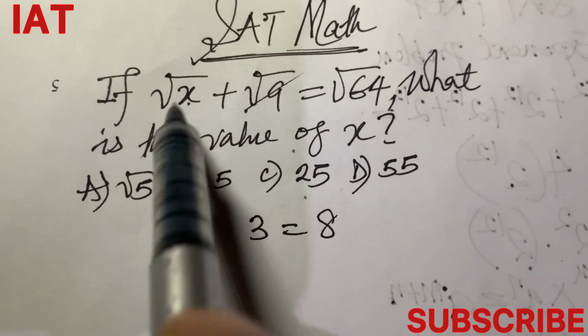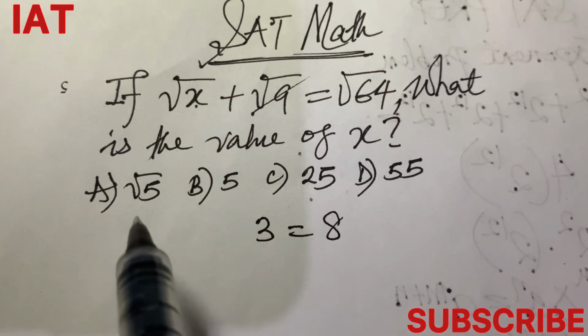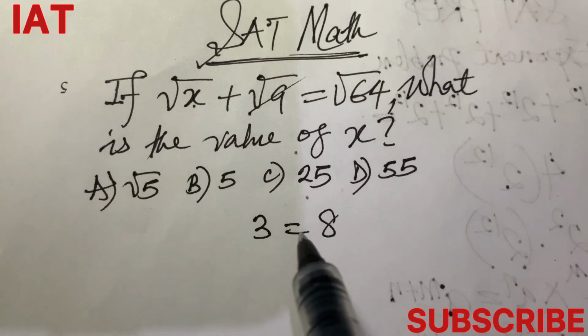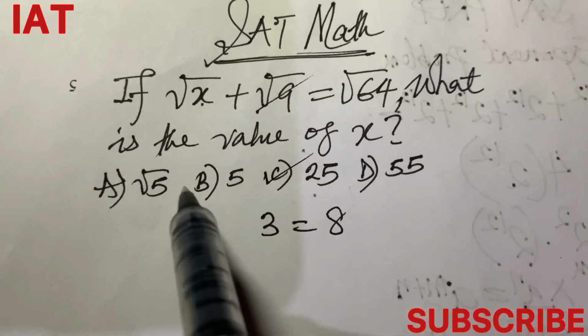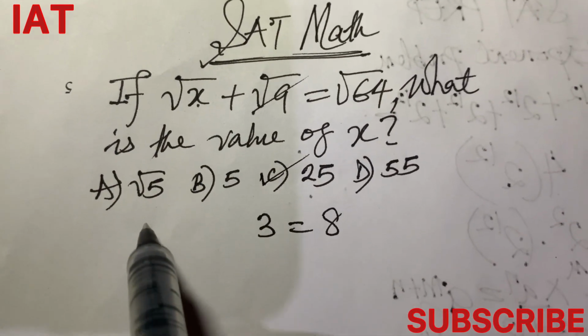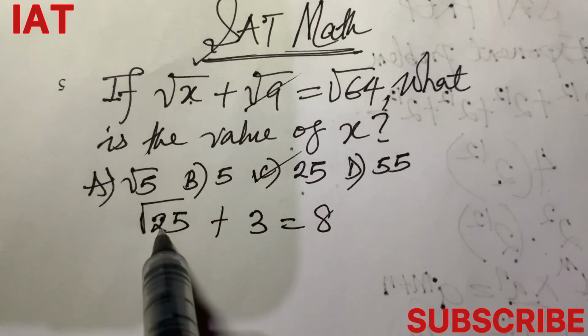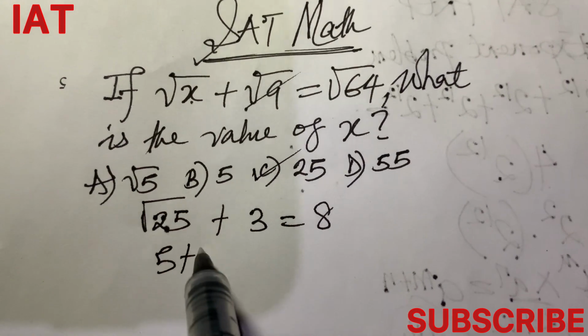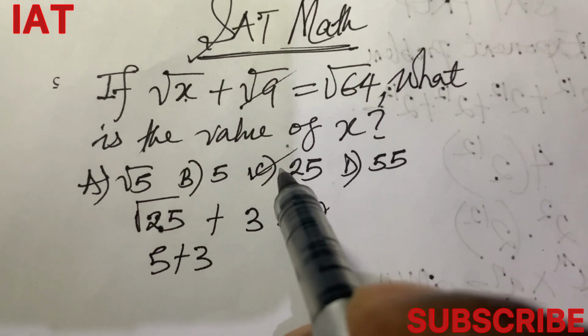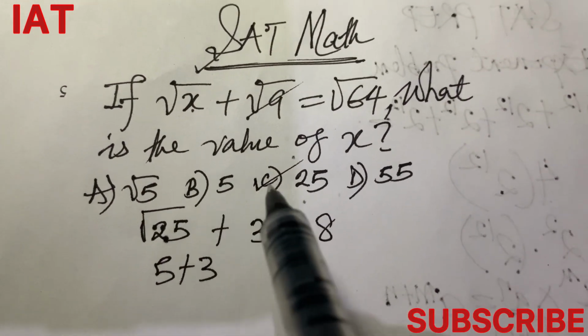You just consider 25, because the square root of 25 is 5, and 5 plus 3 will give you 8. So 25 is the option, not 5. Because if you plug in 25 in place of the x, then you have here to be what? 5 plus 3, and the result will give you 8. So option C, not B, is the answer to this problem.